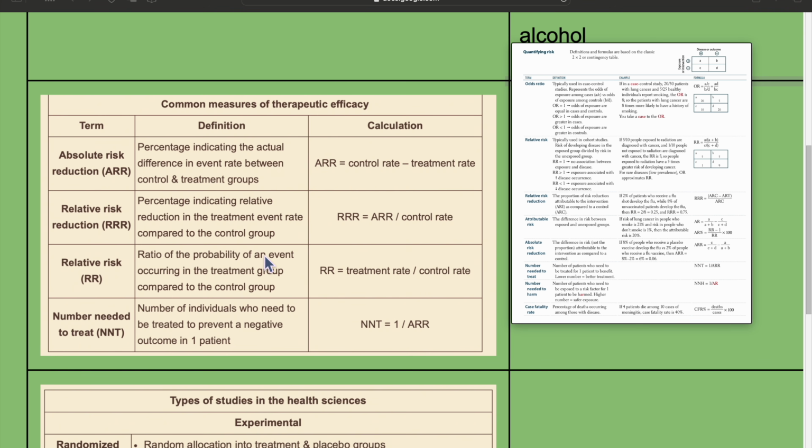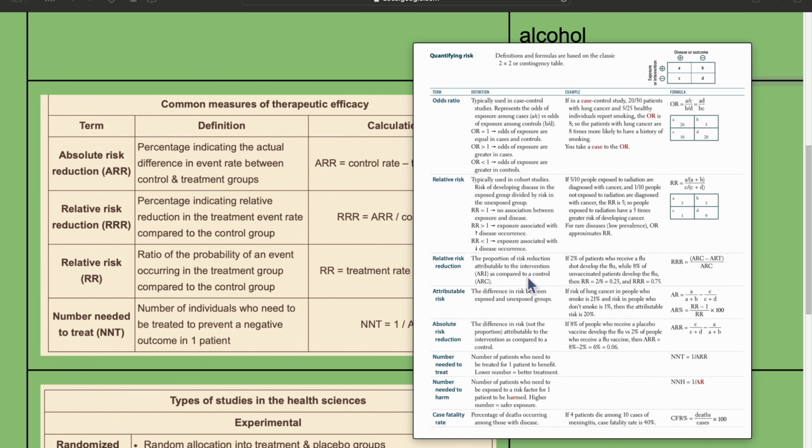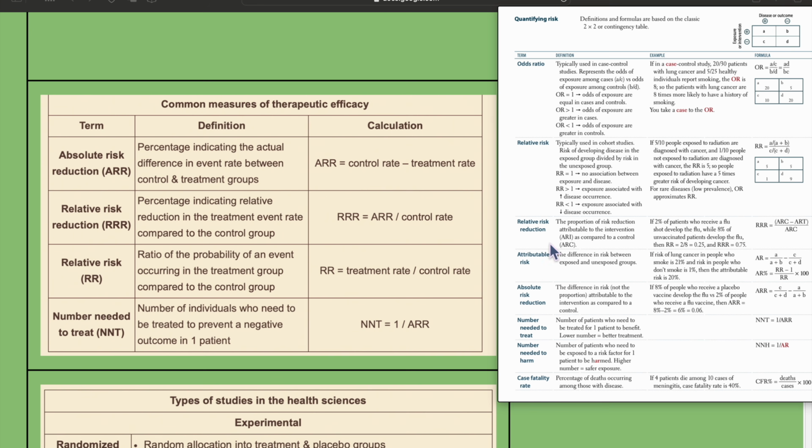Relative risk is the ratio of the probability of an event occurring in the treatment group compared to the control group. RR equals treatment rate divided by control rate, right? That's the same as this: A over A plus B, that's the treatment one, the exposed one, or exposure to the intervention, divided by the control group. So treatment rate divided by the control rate.